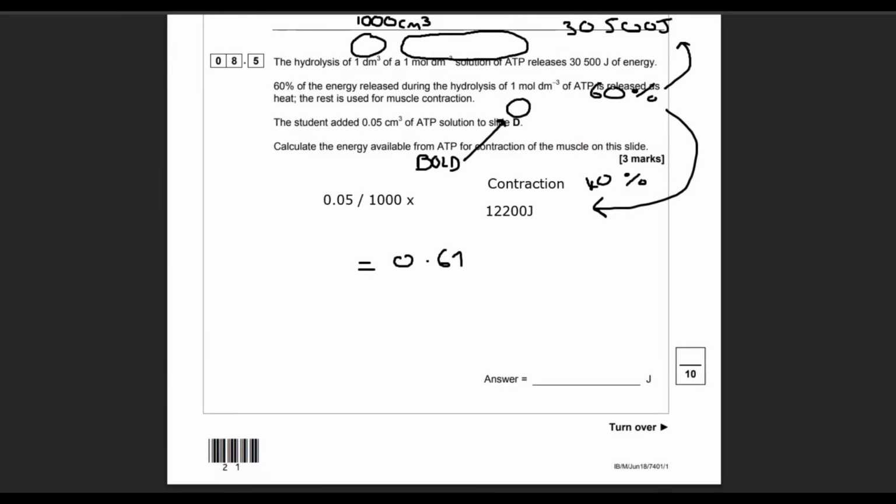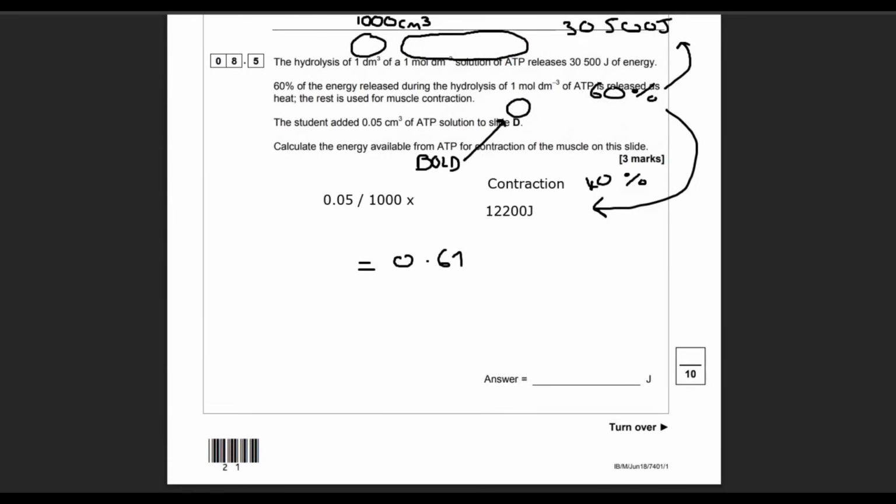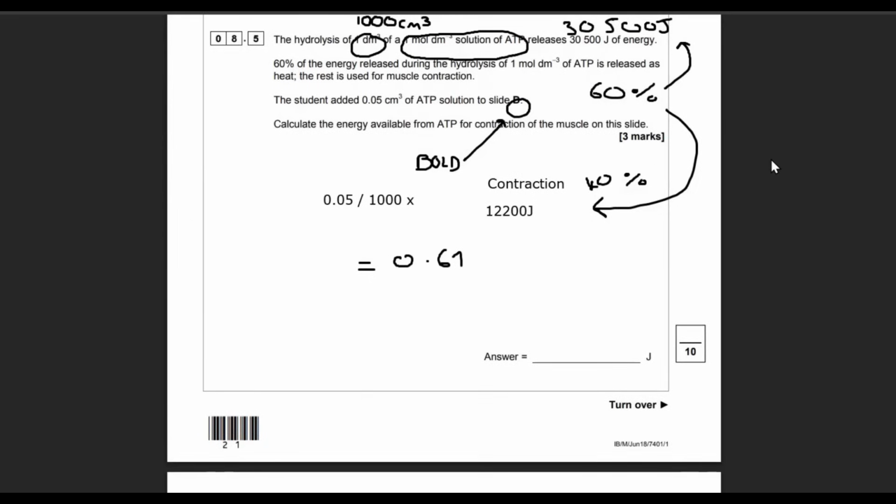So let's do that. Basically, what you've probably done if you've flopped on this question is you just haven't taken into account the concentration. So it's times 8 times 10 to the minus 6. Let's see what we get when we do that. 0.61 multiplied by 8 times 10 to the minus 6. And we get the correct answer, which is 4.88 times 10 to the minus 6 joules.